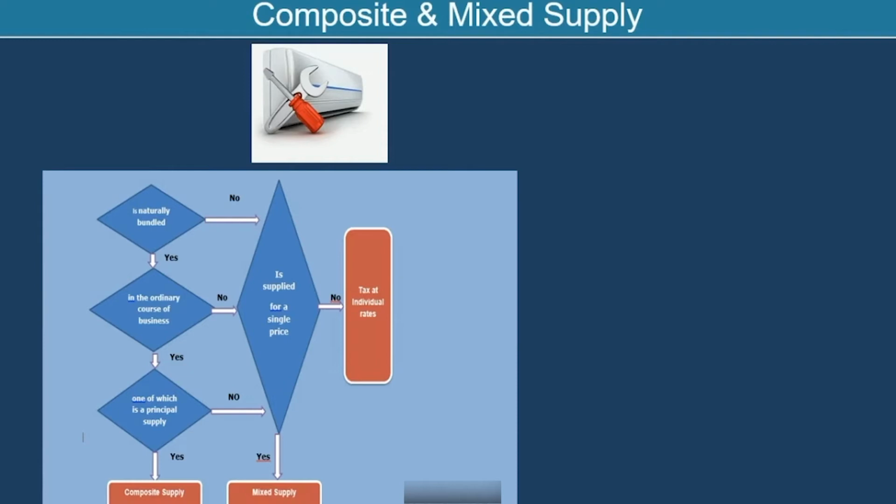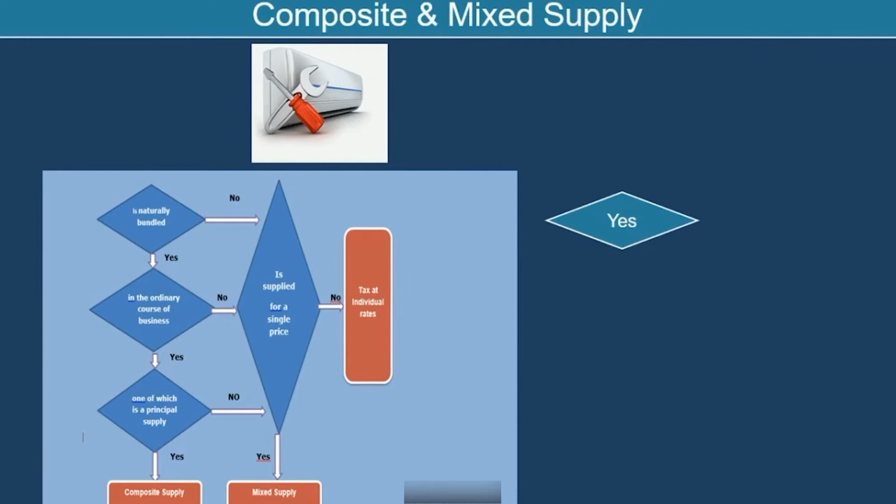So first of all, we should classify whether a particular supply is a composite supply or a mixed supply. The starting point is to check the first condition: whether it is naturally bundled. It means, for the supply of AC and installation charges, whether it is naturally bundled. What is naturally bundled? Whether it is so obvious. Yes, it is obvious that along with the AC, the installation services will be provided. So the answer for the first checkbox, or first condition, is yes.